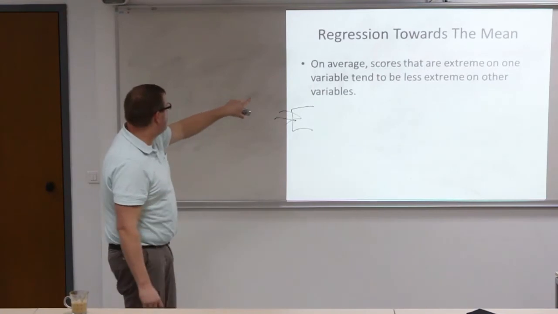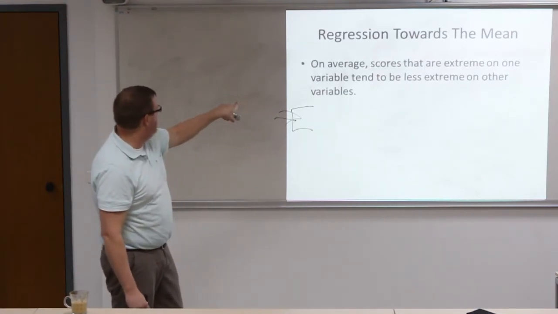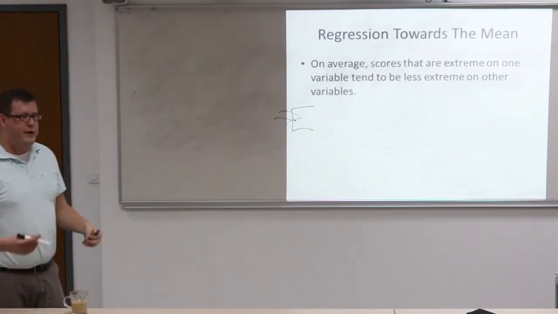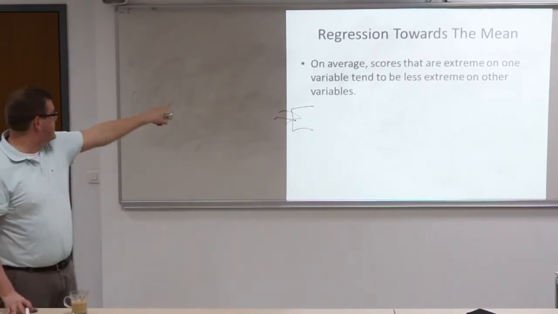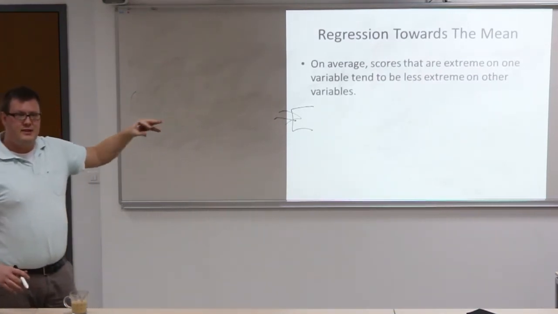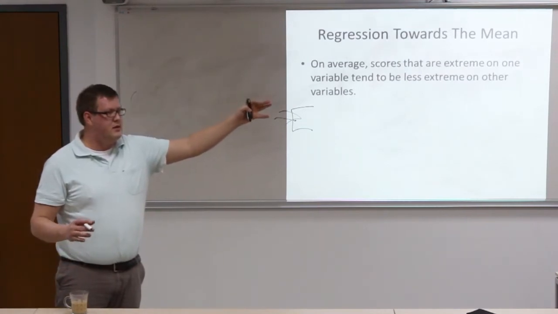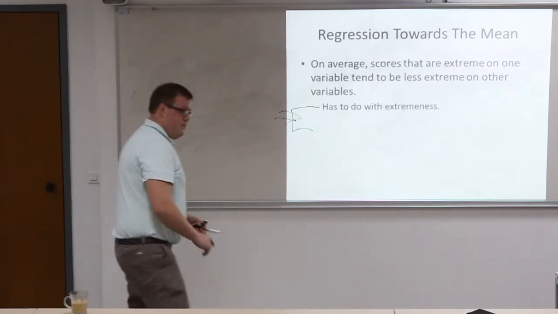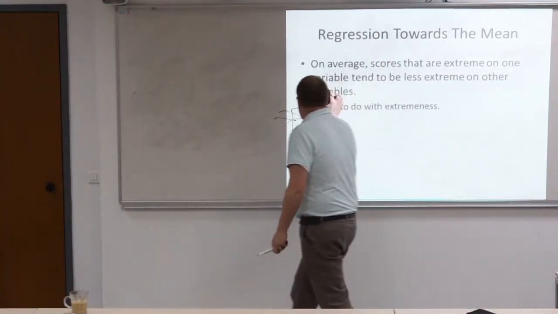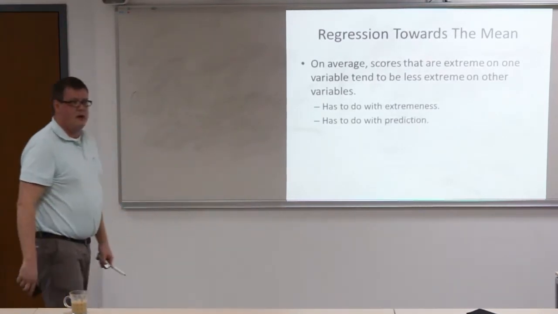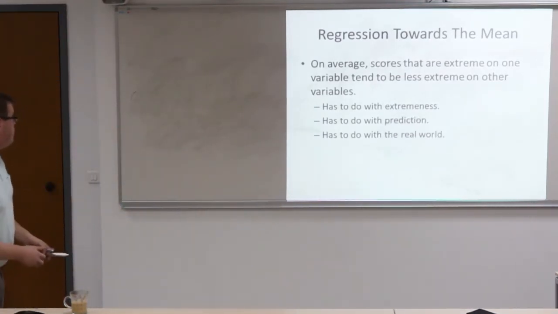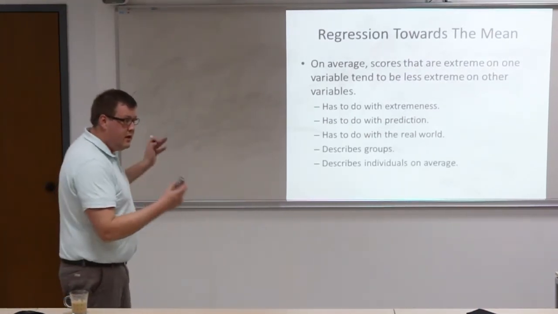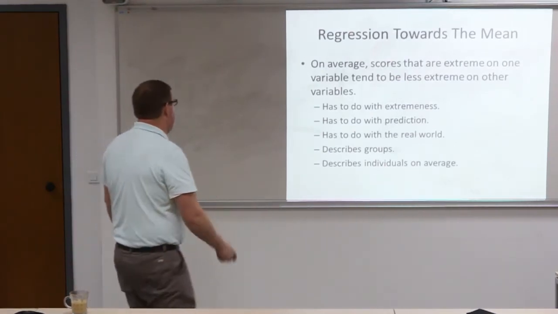Okay, on average, scores that are extreme on one variable tend to be less extreme on other variables. When you have a non-perfect correlation, this is what happens. Something that's really extreme on one is, on average, not as extreme on the other. And vice versa, too. So, regression towards the mean has to do with extremes. It has to do with prediction. It has to do, actually, with the real world, too. It describes groups, and it describes individuals on average. So let's take a closer look at regression to the mean and see how it does these things.